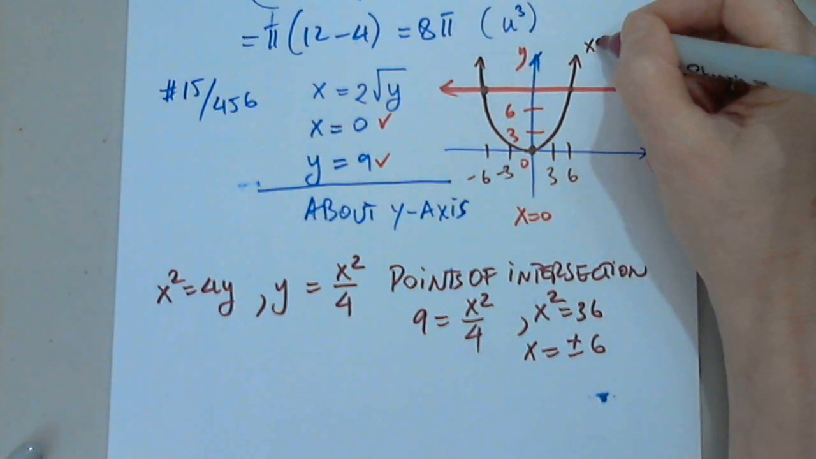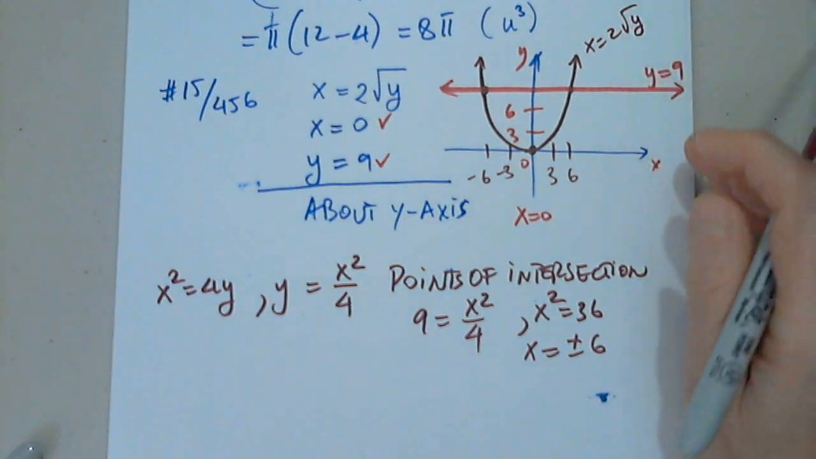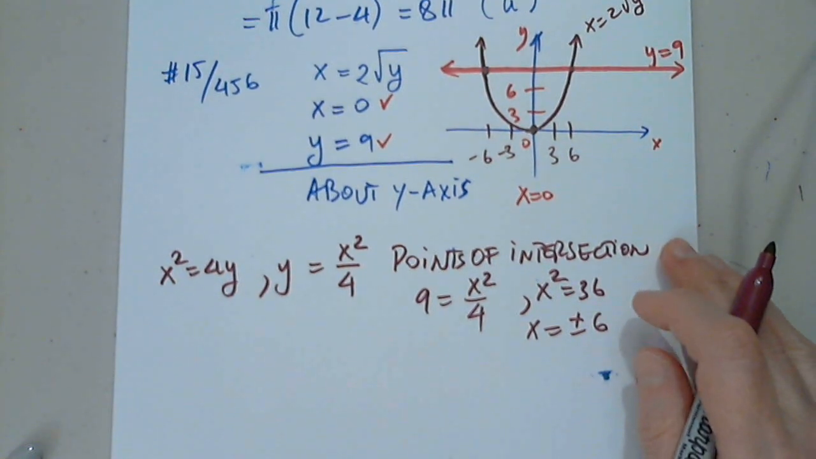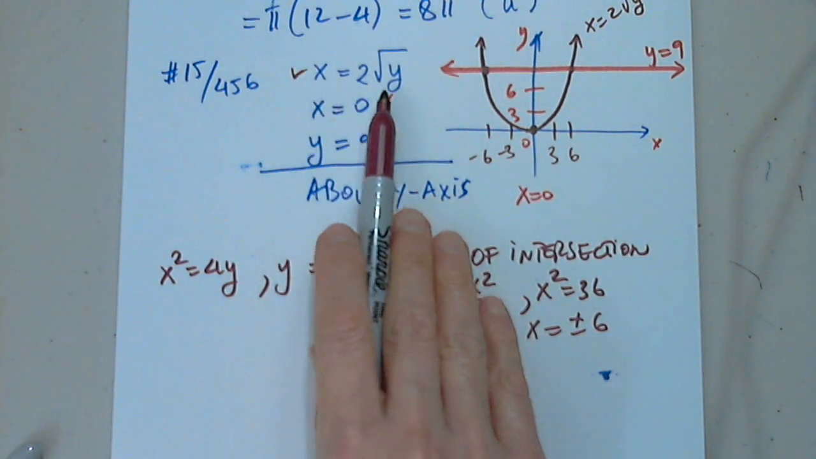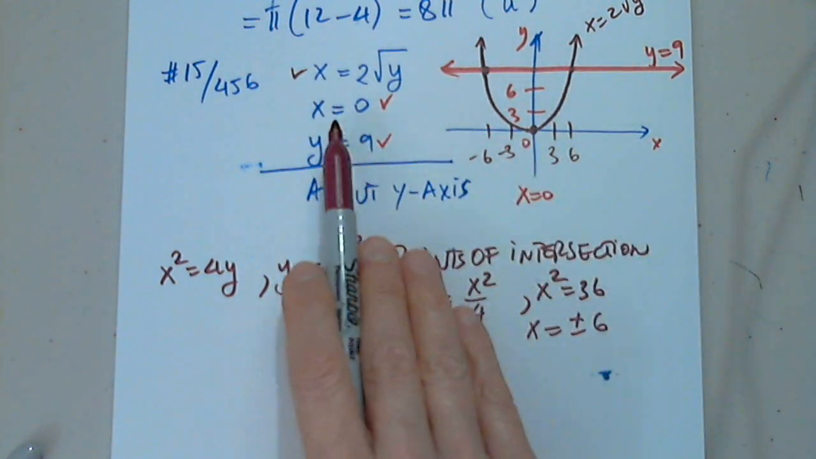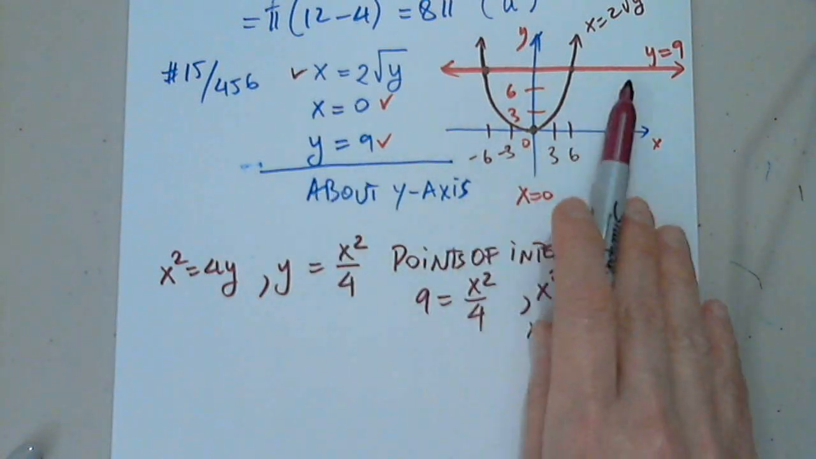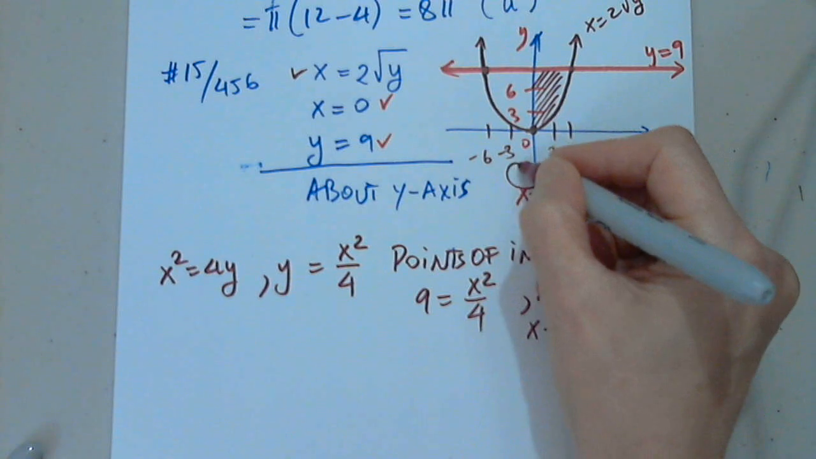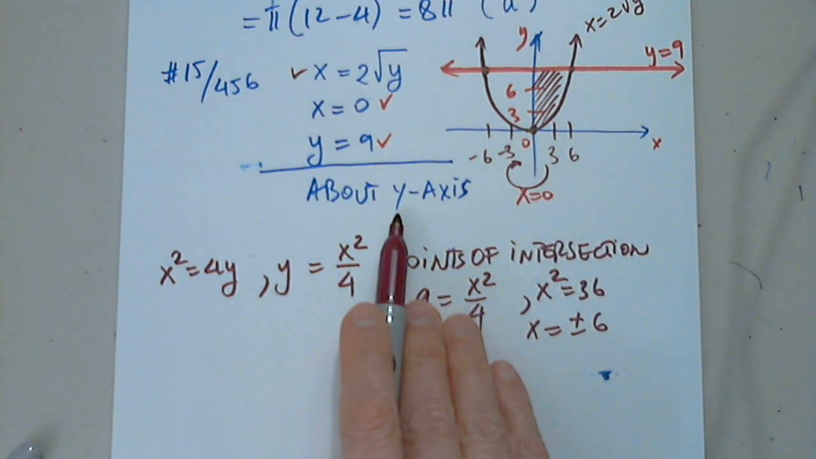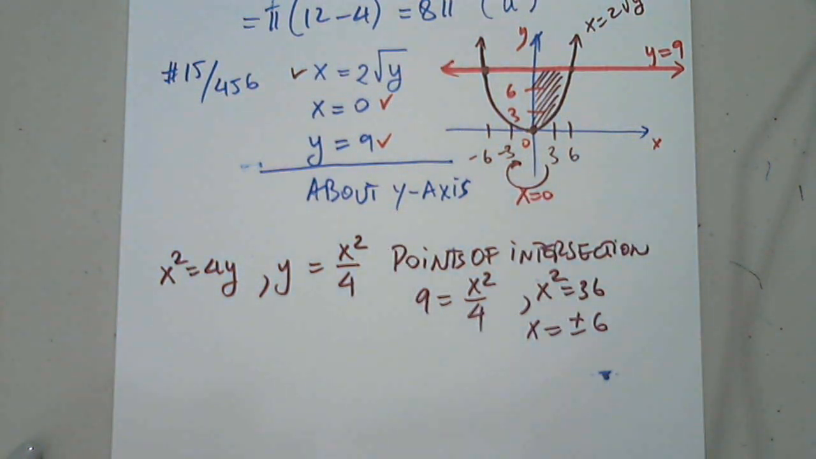Of x equals the square root of y, where is the area enclosed by x equals the square root of y, x equals 0, and y equals 9, right here. We are going to rotate it with respect to the y-axis. Now we are going to say this.